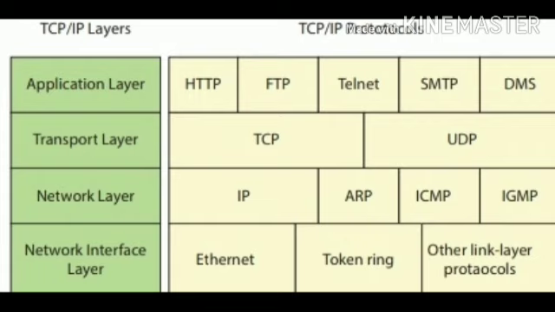The network layer consists of 4 different protocols. First one is IP, that is Internet Protocol. Next one is ARP, that is Address Resolution Protocol. Next are ICMP and IGMP. ICMP is already seen, Internet Control Message Protocol. IGMP means Internet Group Management Protocol, which is used by hosts and routers to send multicast messages to multiple IP addresses at once. In the network interface layer, it consists of 3 different protocols: one is Ethernet, another one is token ring, another one is link layer protocols.